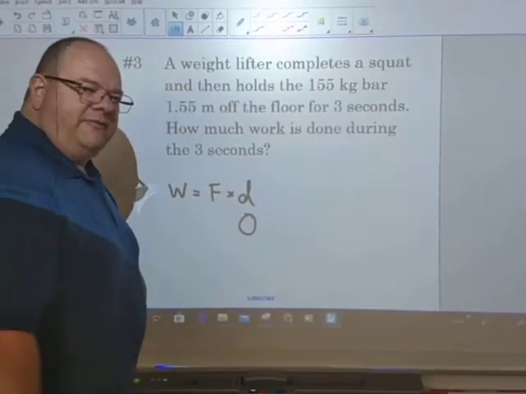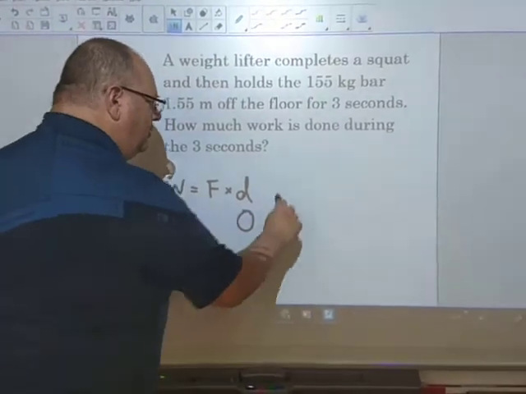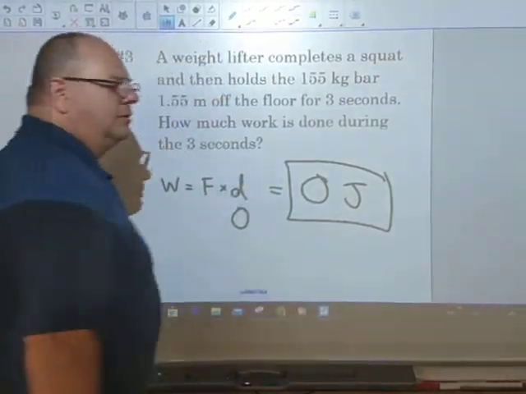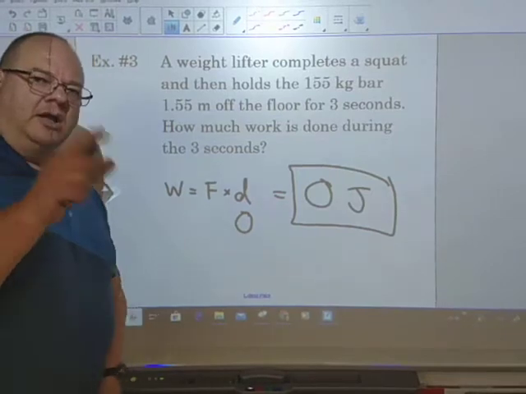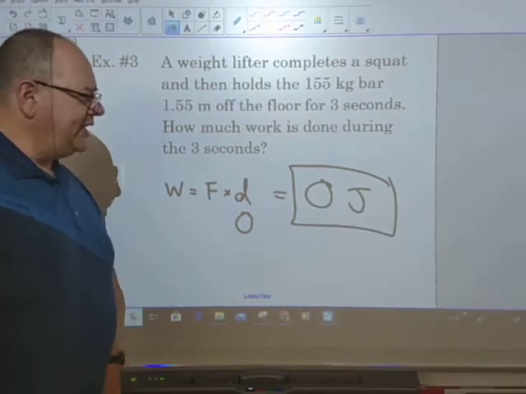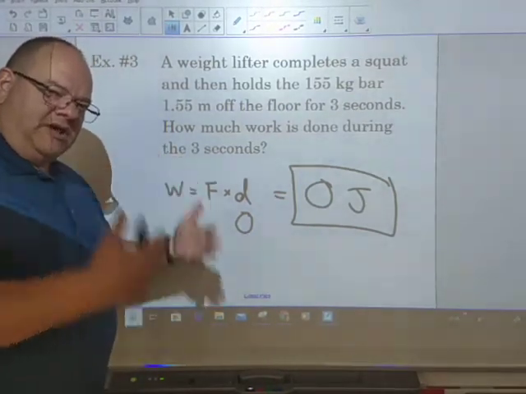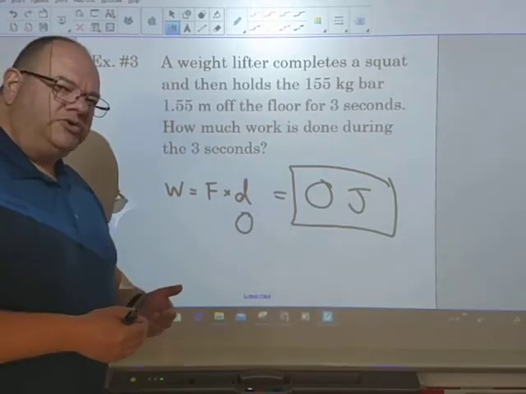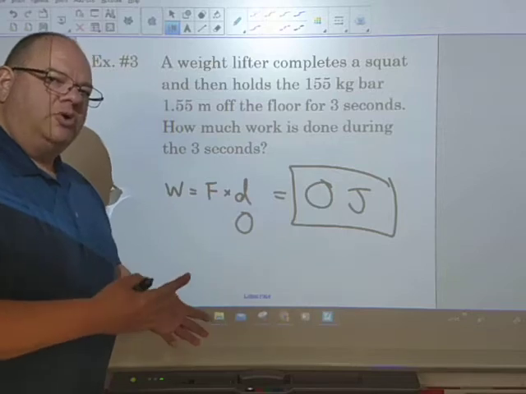I don't care what my force is. My distance is a 0. He does 0 work. Boom. Done. I have this problem in here for a point. In our physics definition of work, it's the transfer of energy through motion. If there's no motion, there's no work.